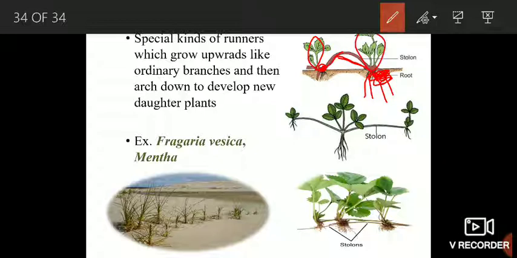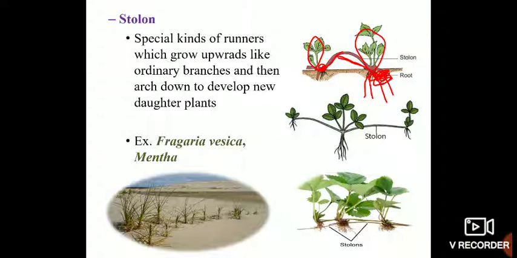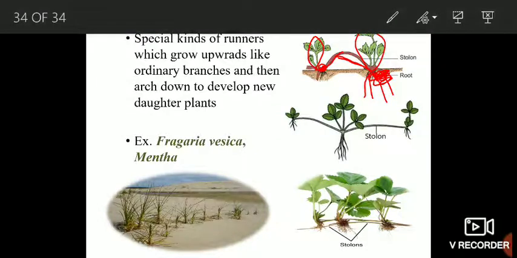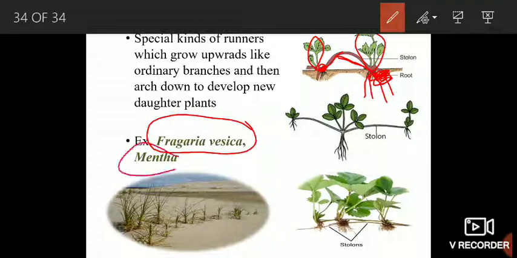This is the main difference between stolons and runners. In case of stolons, the branches do not grow horizontally. Instead, they grow upwards, and after growing upwards for some distance, they bend down to the soil, get attached to the soil surface, and form roots on the below surface and shoots on the above surface. You have a number of examples in this category as well. I will just quote a few: Fragaria vesca and Mentha.